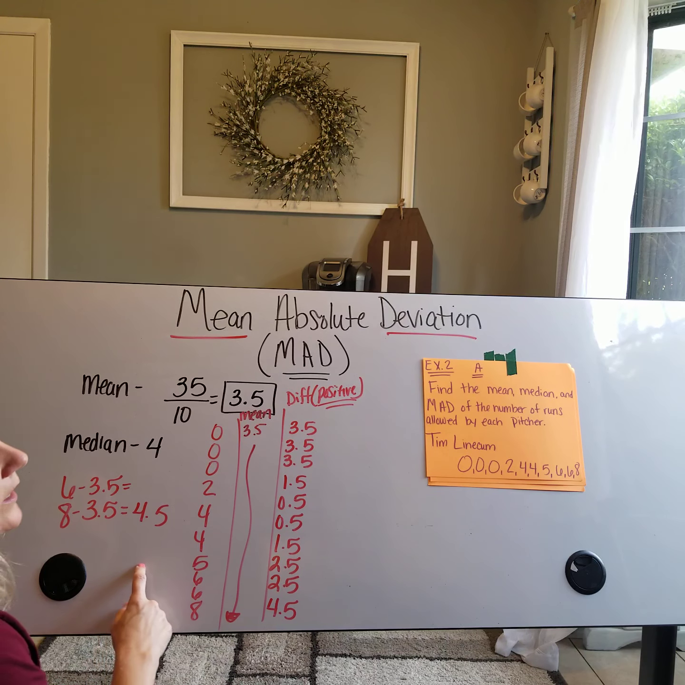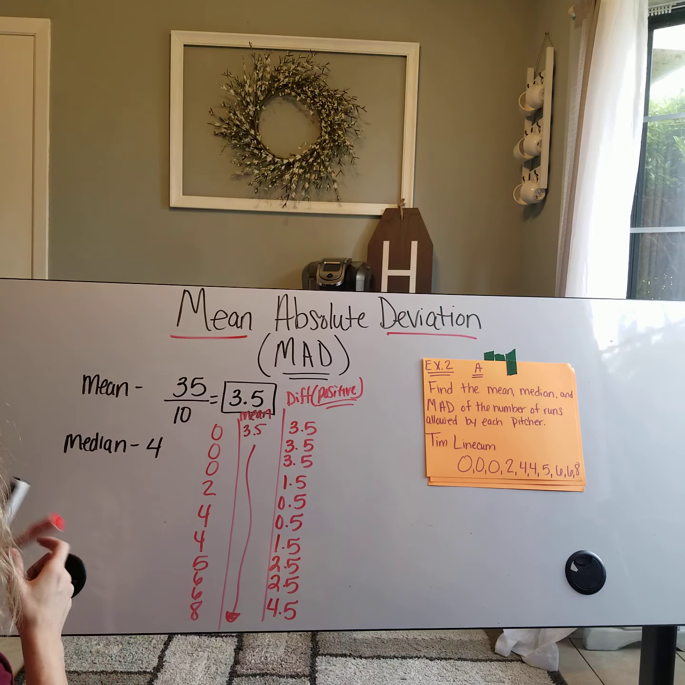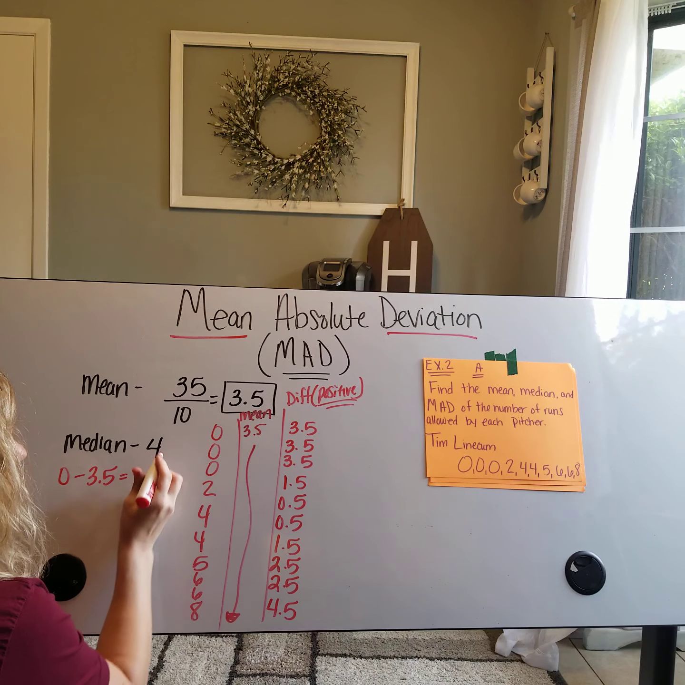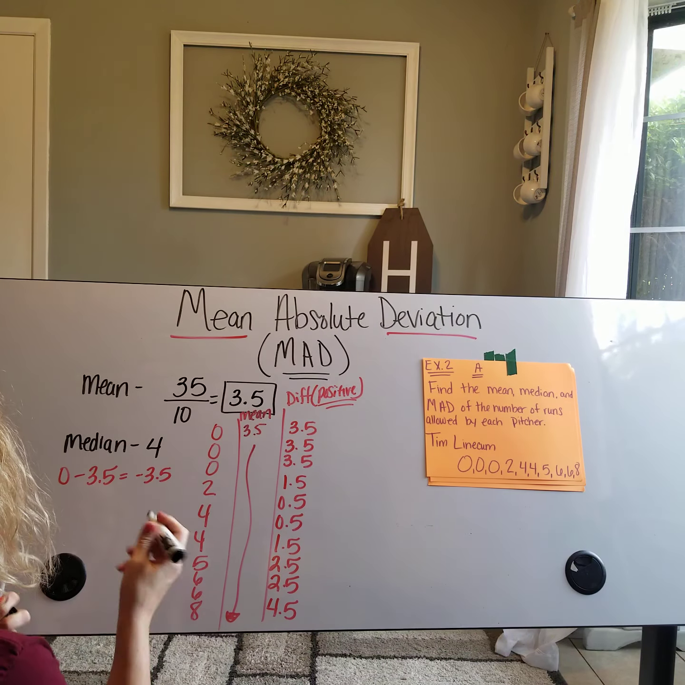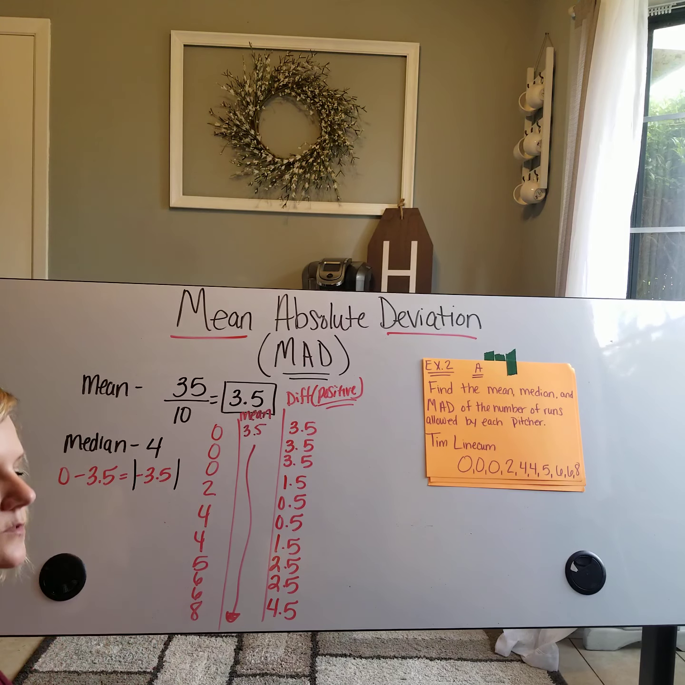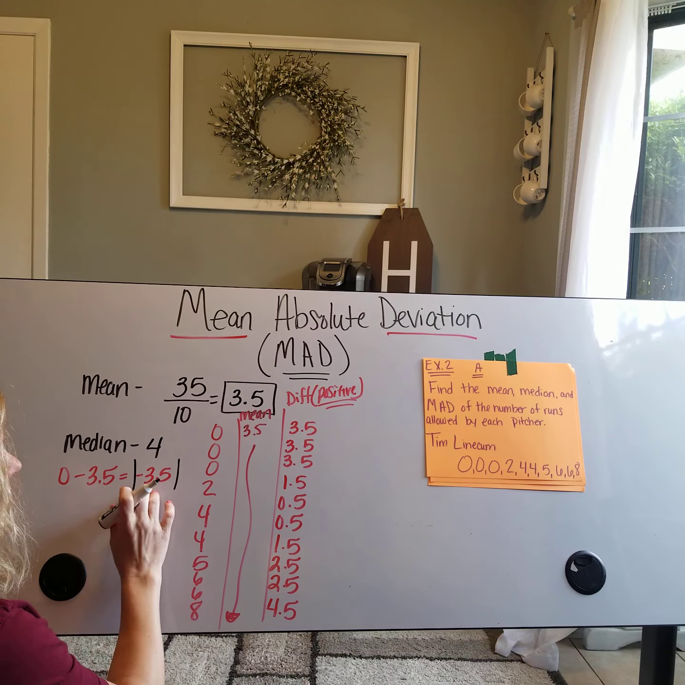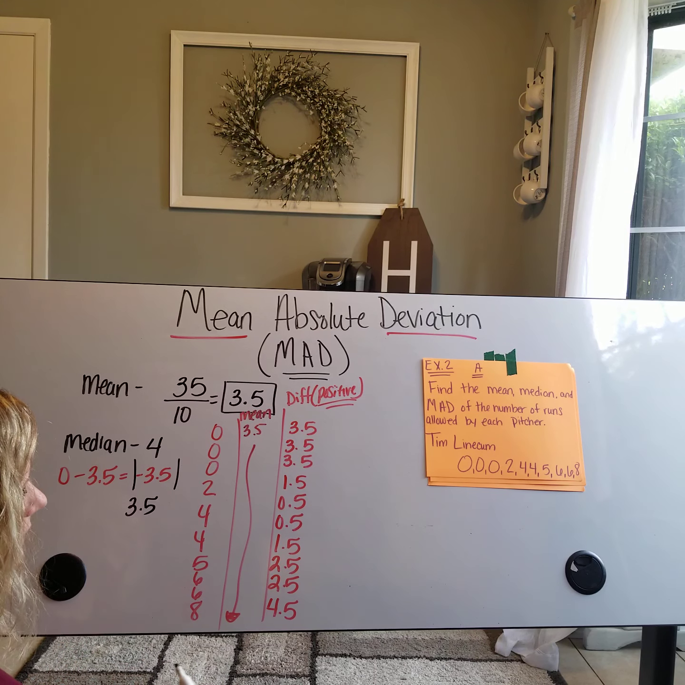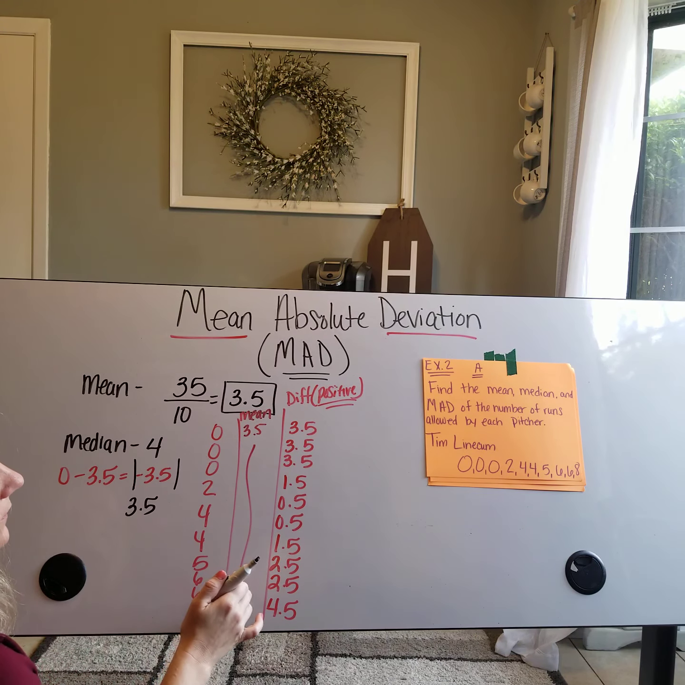Okay, and I did this kind of quick, and you can do this in your calculator, but you're going to have to do this each time. But make sure when you do it, like if we were subtracting 0 minus 3 5/10, you would get negative 3 5/10. But remember, we are taking the positive difference, which means we're going to do the absolute value. The absolute value means how far it is away from 0, and that is 3 5/10 away from 0.